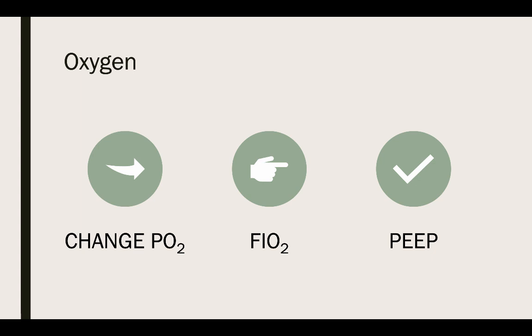If I increase PEEP, that's also going to increase oxygenation. It's going to increase my SpO2, my PO2. So if I increase PEEP from 3 to 5, we're going to increase oxygenation. We're going to recruit more alveoli to get oxygen swapped with carbon dioxide on my hemoglobins.